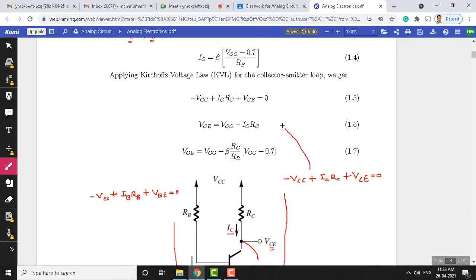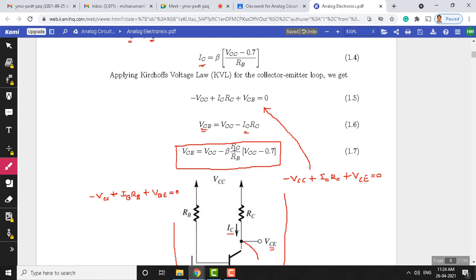This is the same equation which is shown here, and you can rearrange and find the expression for the collector emitter voltage, and you can substitute the IC that we have derived for the collector current. That means, from the output current we are trying to obtain the equation for the output voltage, which is the collector emitter voltage. So, the final expression is VCE equals VCC minus beta times RC by RB into (VCC minus 0.7 volts).